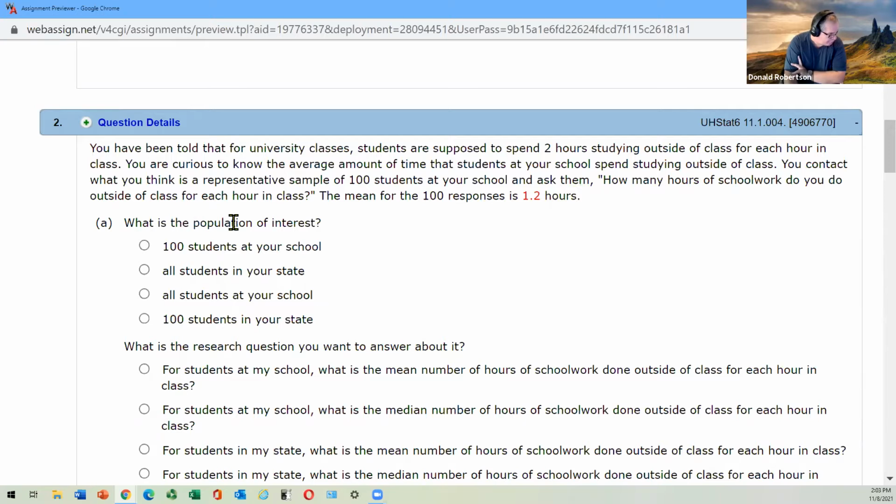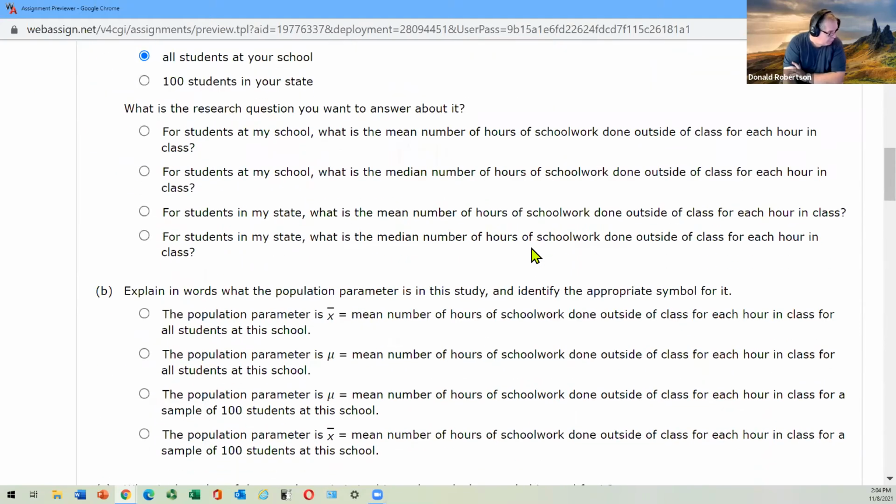Right, so what is the population of interest? Which of those 4 represents the population in this story? The students at your school. Agreed. Now, what is the research question you want to answer?